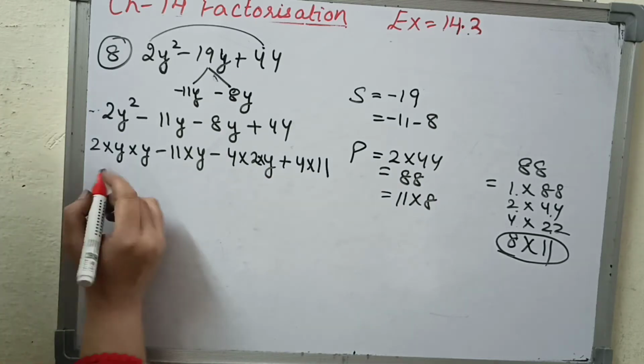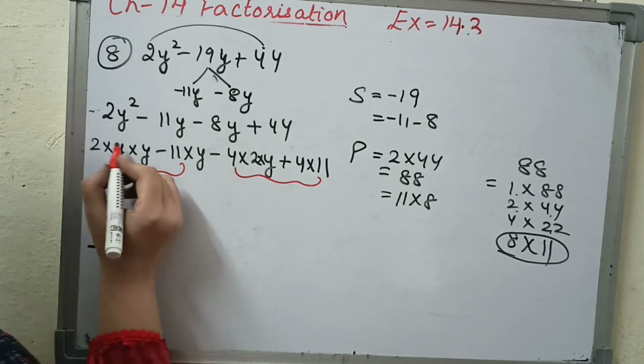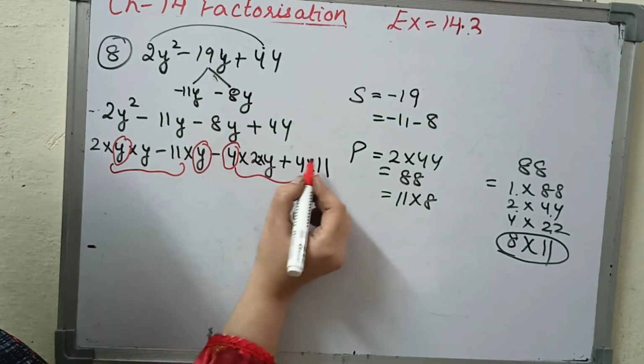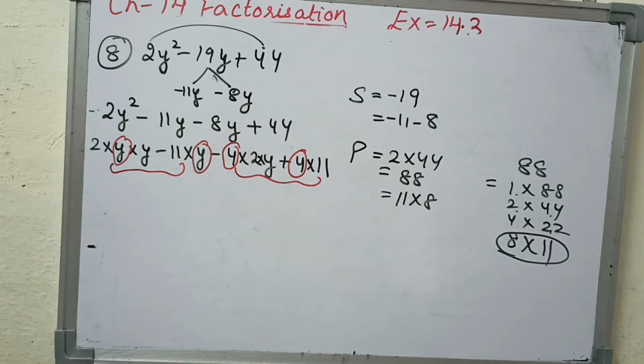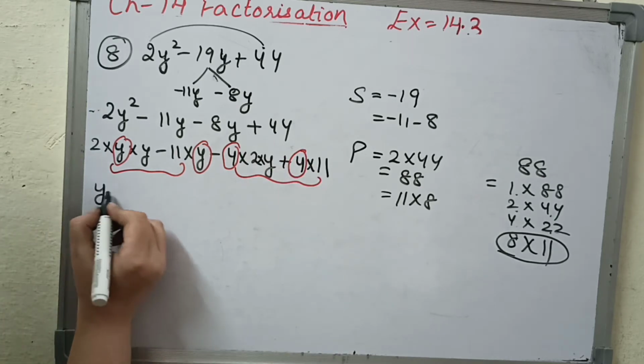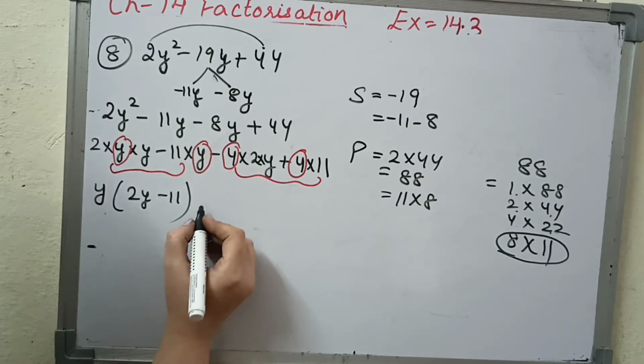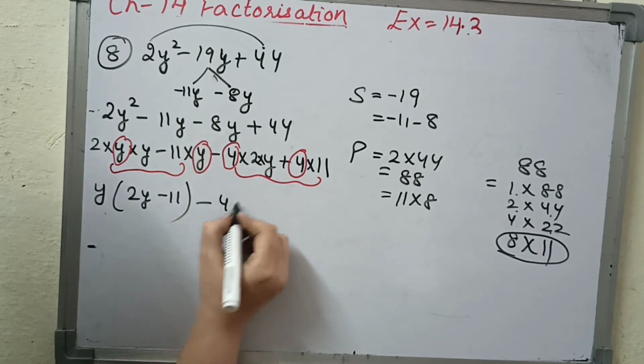Now again consider the first two terms and last two terms. Here y is common, 4 is common. So write down y outside the bracket, 2y minus 11 is left, so I write it down inside the bracket. From the third and fourth, minus 4 is common.